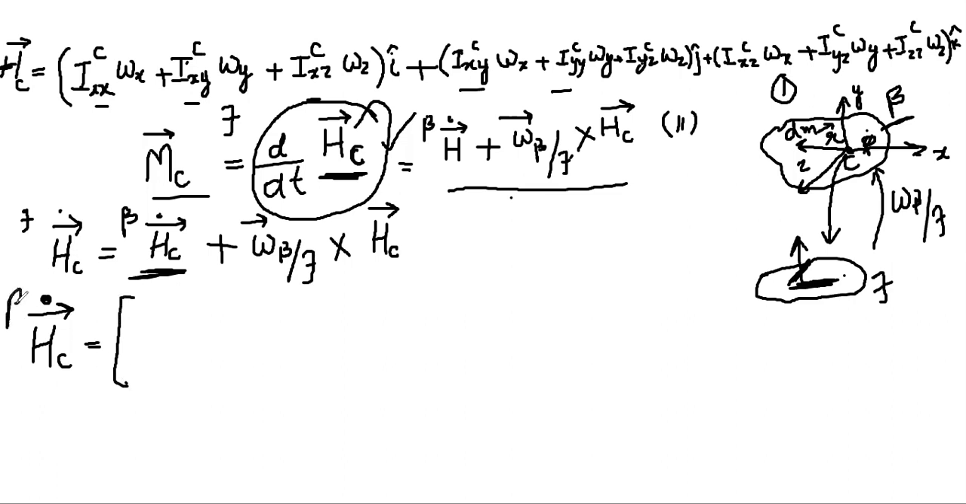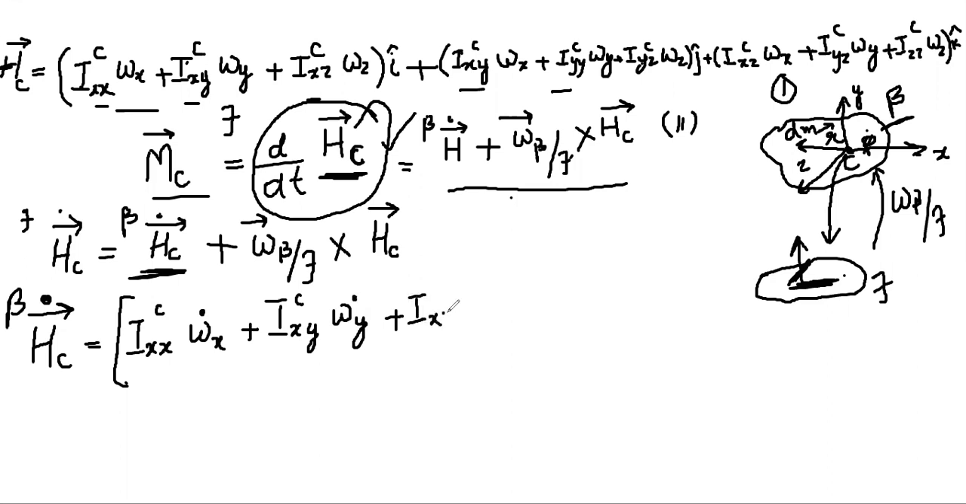Its derivative with respect to beta, that is the derivative of equation 1, will be equal to Ixx, we are assuming Ixx to be constant, times the derivative of wx, which will be wx dot, and we know the derivative of angular velocity is angular acceleration. We are writing c here to denote it's with respect to c, plus the next expression, we are assuming the product of inertia to be constant as well. That will be Ixy about the center of gravity times wy dot, plus Ixz times wz dot, omega z dot, all about the I cap, with respect to c.